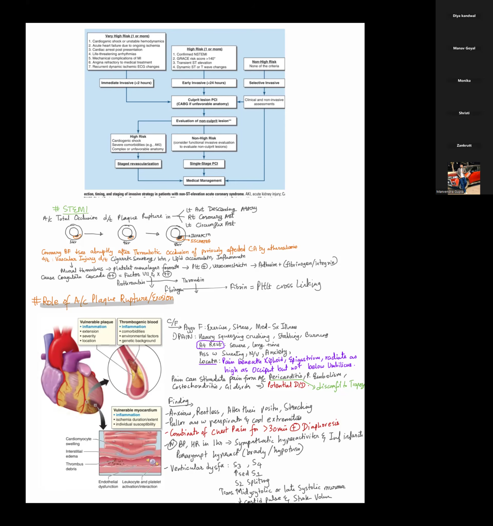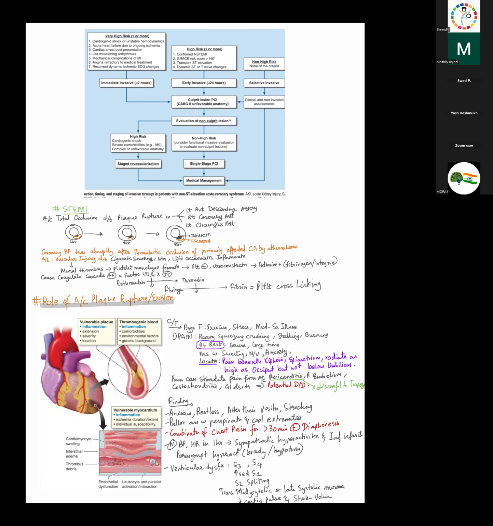On examining vitals, they can be normal. BP and heart rate are raised in the first hour due to sympathetic hyperactivity, and in inferior infarction, present in the later hours, parasympathetic hyperactivity in the further time. Left ventricular dysfunction can be present, S3 and S4 can be heard, an increase in S1 and S2 splitting can be observed. A mid-diastolic or late systolic murmur can also be heard, and a decrease in carotid pulse and stroke volume can also be present.